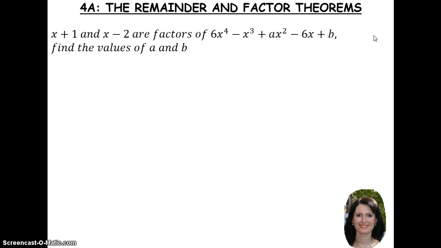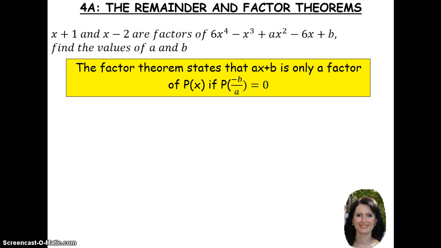x plus 1 and x minus 2 are factors of 6x to the 4 minus x cubed plus ax squared minus 6x plus b. We want to find the values of a and b. So the factor theorem is a rule we need to know, and that states that ax plus b is only a factor of p of x if p of negative b over a equals 0.